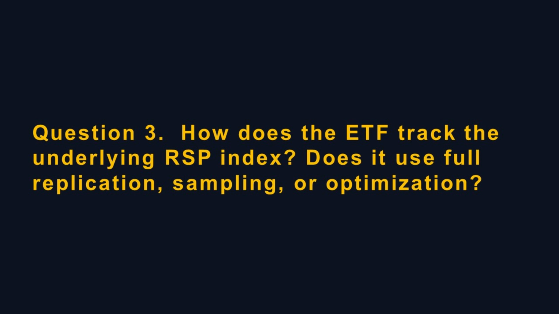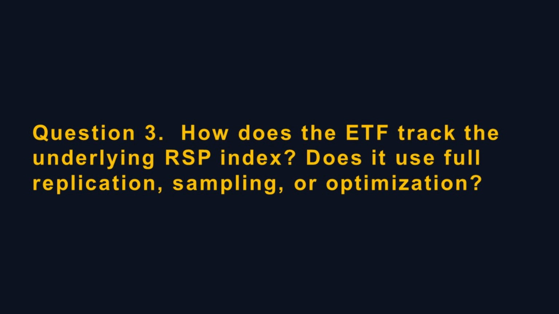For RSP, this means buying shares of all 500 companies in the S&P 500 Equal Weight Index, with a weight of roughly 0.2% each, assuming 500 holdings. Benefits: this approach offers a high degree of transparency, as the ETF's holdings directly mirror the index composition. It also ensures the ETF's performance closely tracks the index, minus the impact of fees.